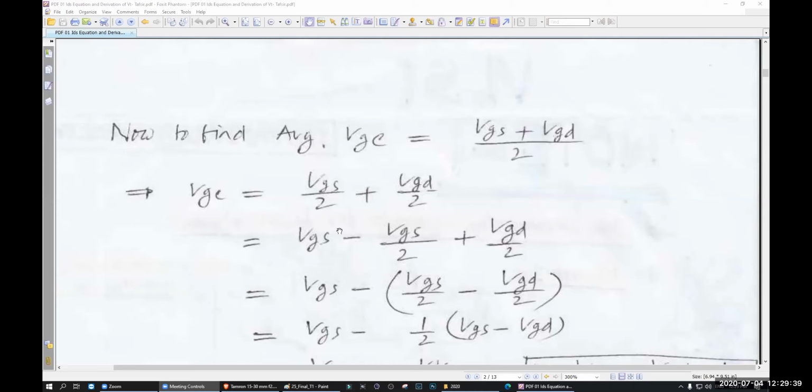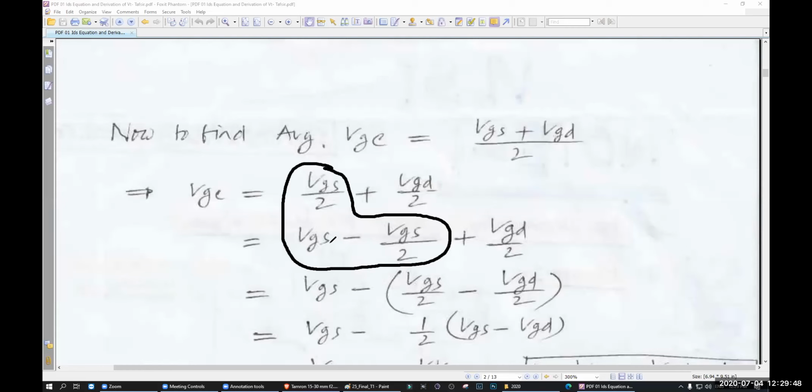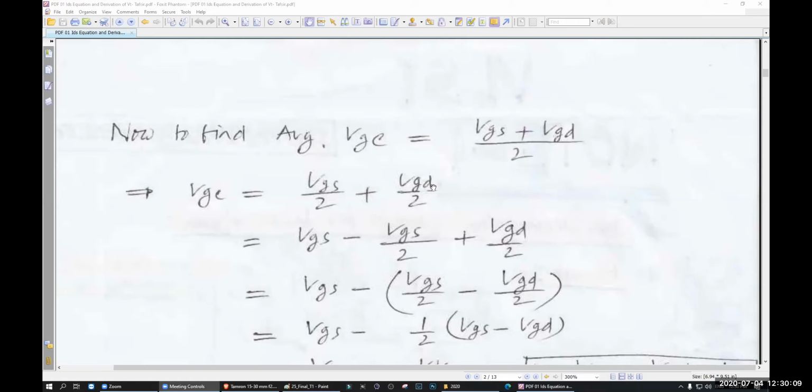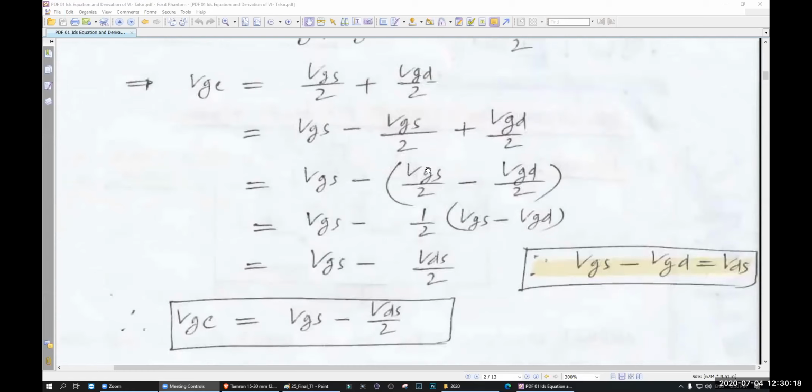Then we can write this VGS by 2 is equal to VGS minus VGS by 2. How? 0.5 is equal to 1 minus 0.5. Can we write that? Yes, sir. This is 0.5 because it is divided by 2, so this is 1 minus 0.5. Then VGD by 2, we can do that. From these two, can we take half common? Yes, sir. We will take half common. So we have VGS minus VGD.